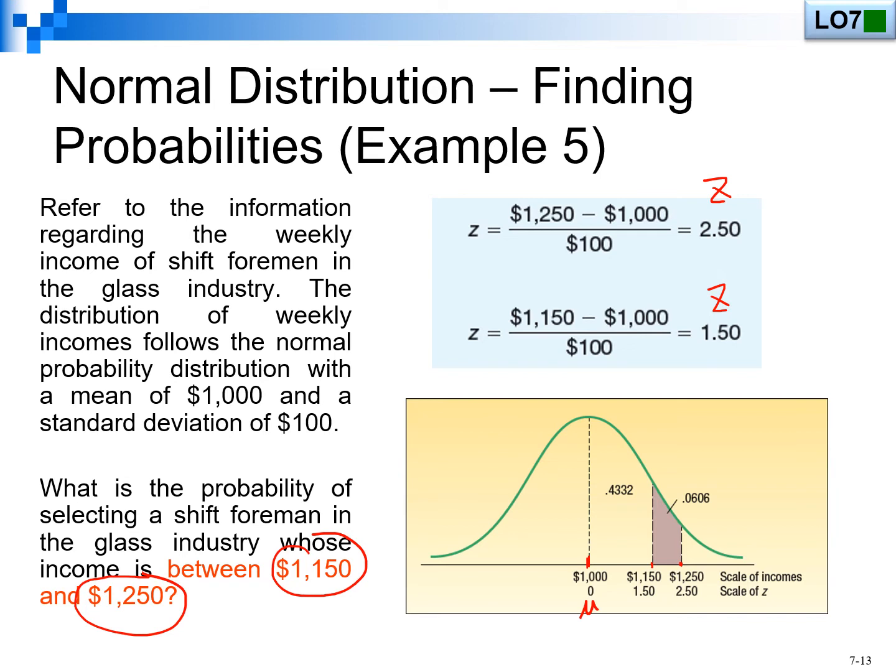Okay, so now we're trying to find, again, I'll kind of write this in red, this particular area. So if you look up a 2.5 z value in your table, you're going to get an area that says 0.4938. If you look up 1.5, you're going to get an area that says 0.4332. All right, now remember, these are cumulative areas from 0 to 2.5 and 0 to 1.5. So to get what's in the middle of these two, you basically just subtract, and your final answer is going to be 0.0606.